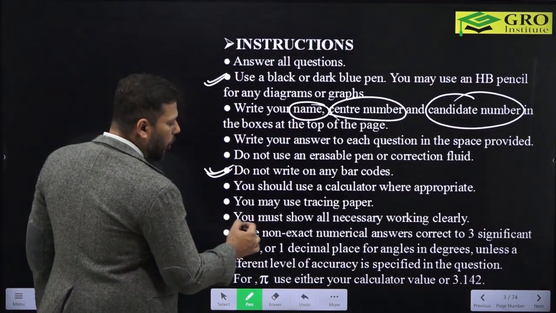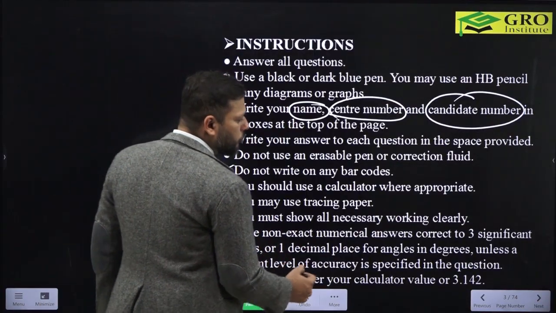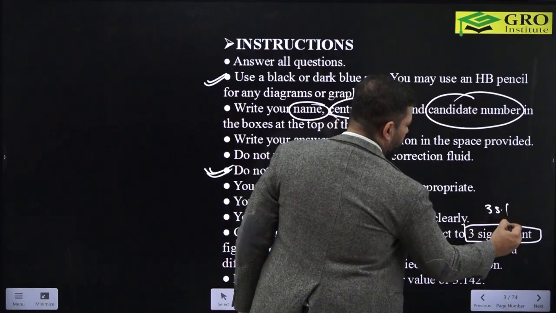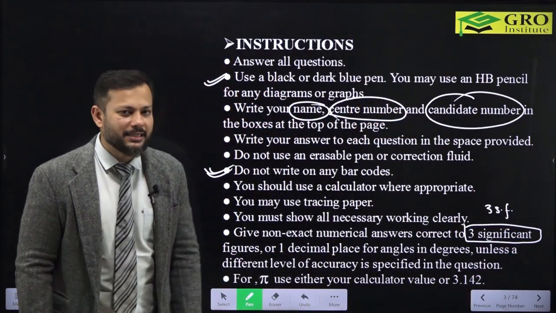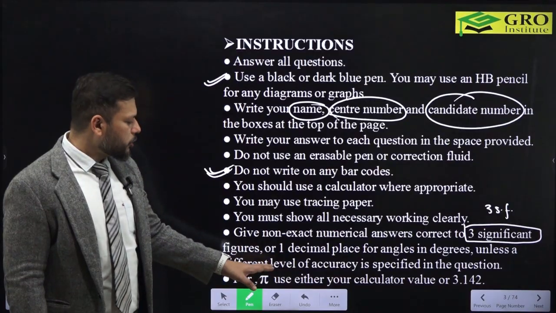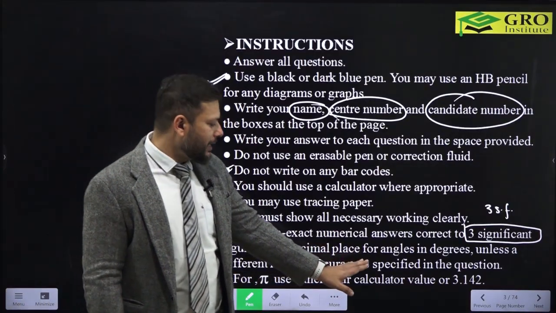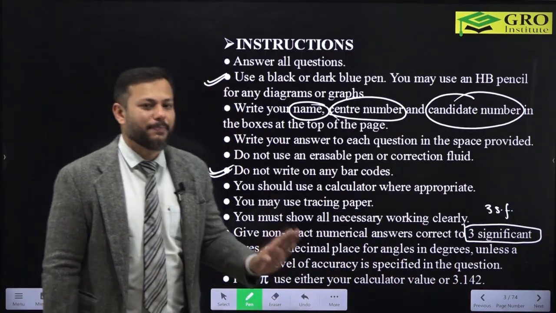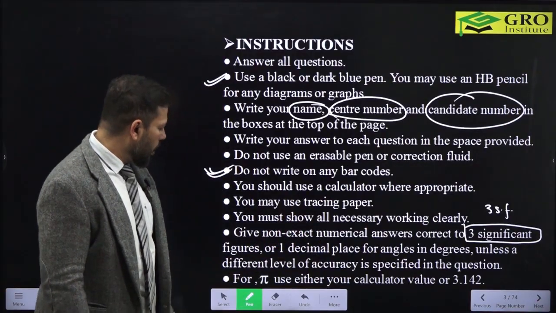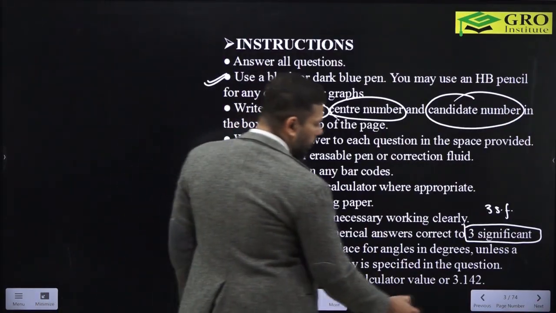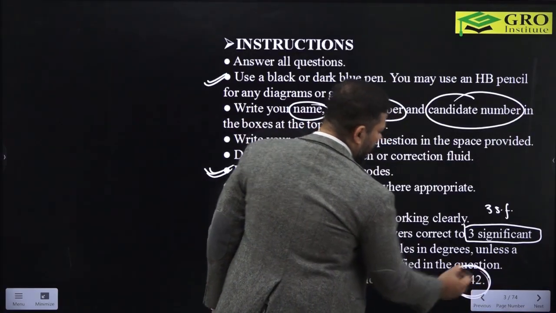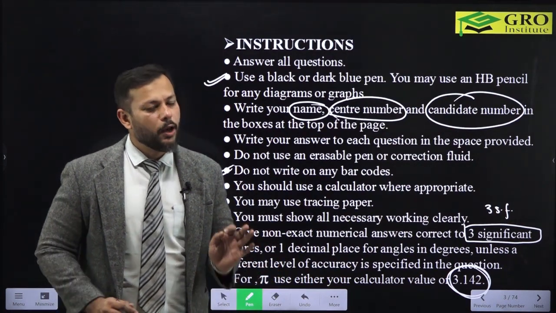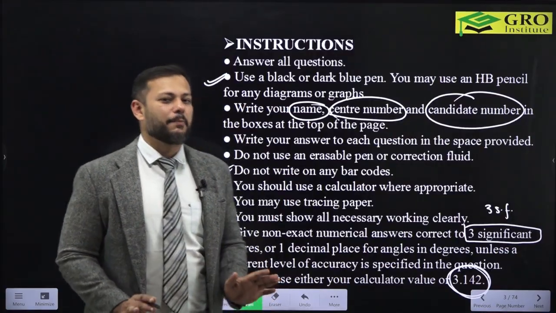Now, give non-exact numerical answers correct to 3 significant figures. Guys, 3 significant figures. We are being told to write the answers in 3SF, and in the other case, we use 1 decimal place for angles in degrees, unless any other level of accuracy is specified. Clear? You must keep that in mind. And for pi, we either use the calculator or the value 3.142. It's already given that pi will be substituted by the value 3.142. These are the important instructions, guys.